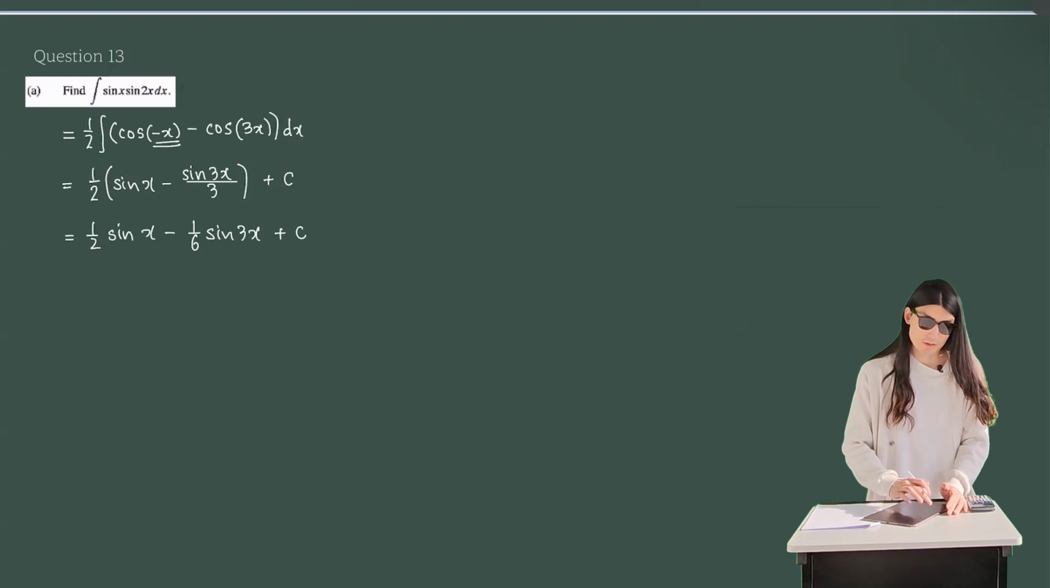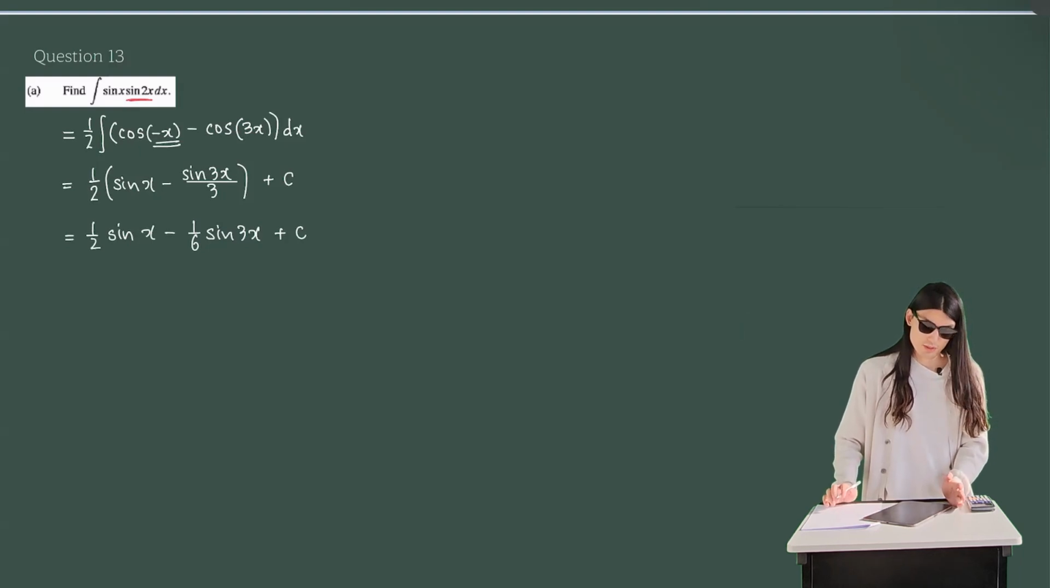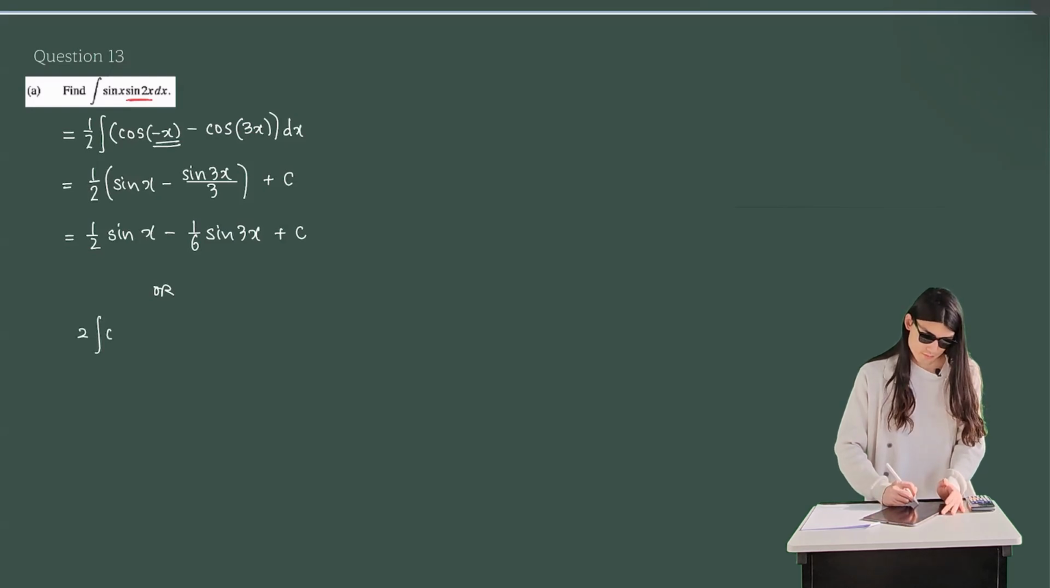Alternatively, you guys could have done this particular example by applying the double angle formula to sine 2x, and then you get reverse chain rule after you apply the double angle formula. Okay, so if I quickly demonstrate that, sine 2x is 2 sine x cos x, so you get that, and as you can see, that's reverse chain rule.